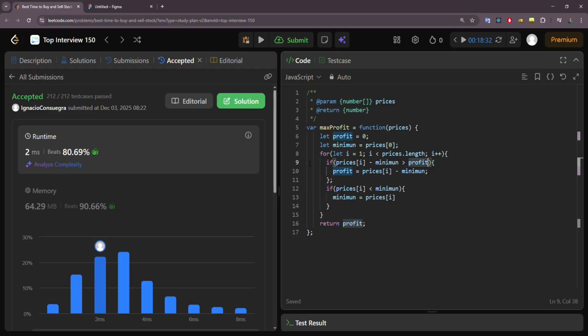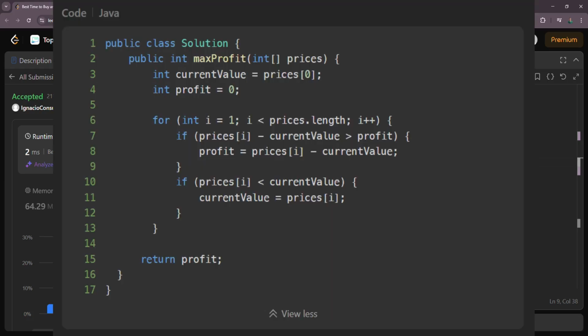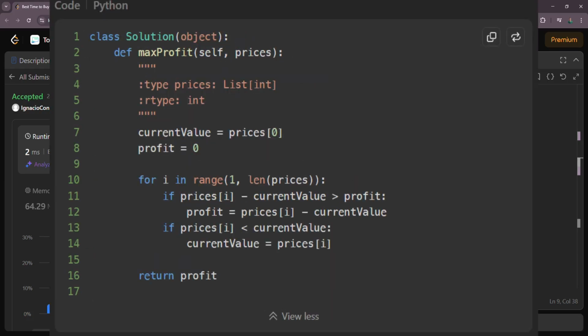On the screen, you're going to see the solutions in Java, Python, and C++.